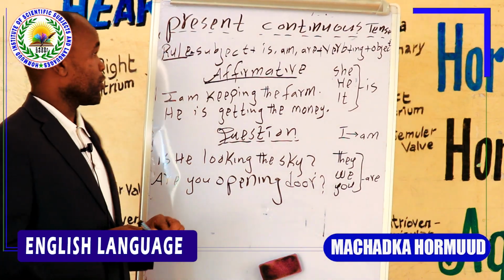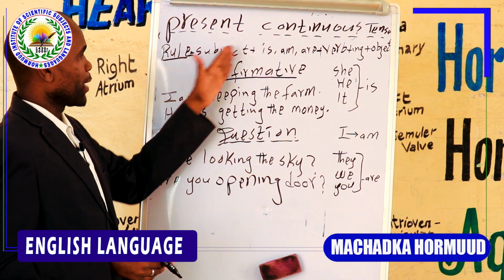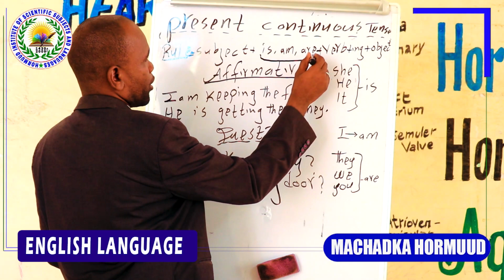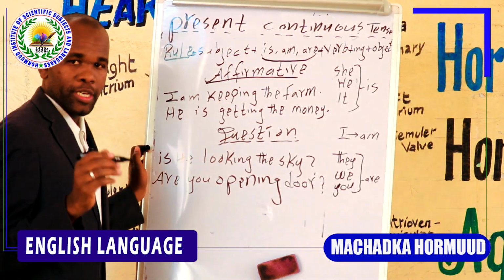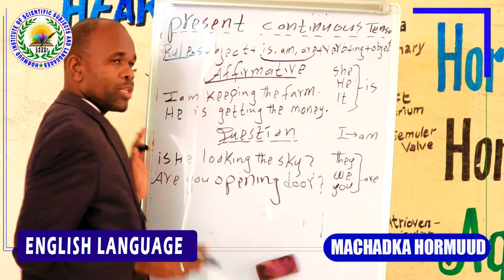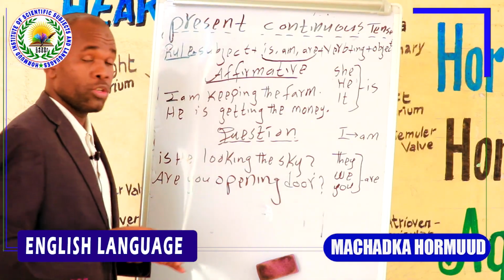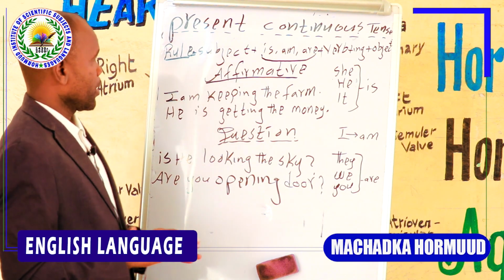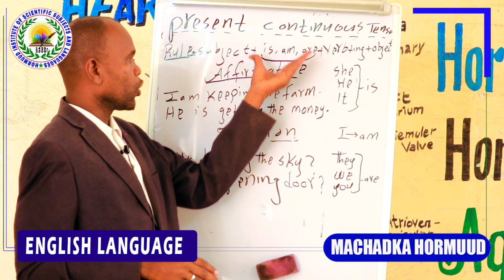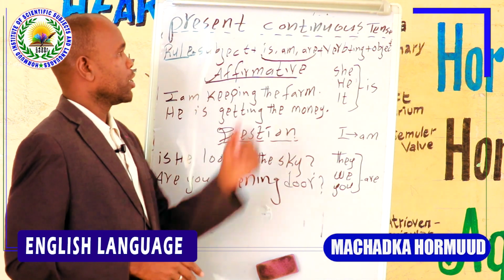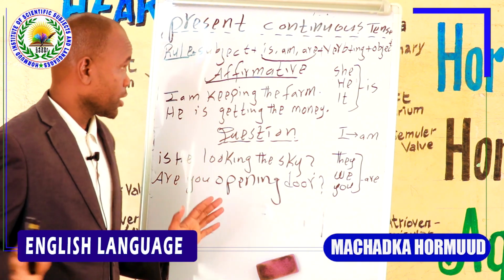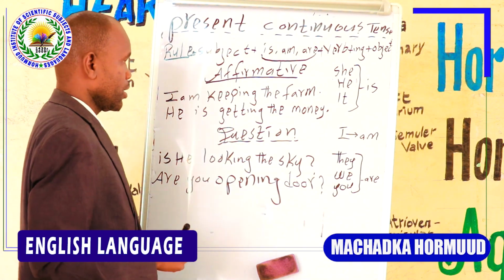You take a subject plus an auxiliary. Some teachers say it's a helping verb. You can say subject plus auxiliary, plus verb plus ing. That is the rule of present continuous tense.